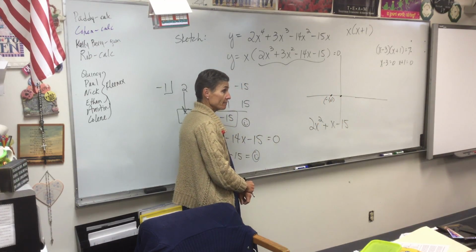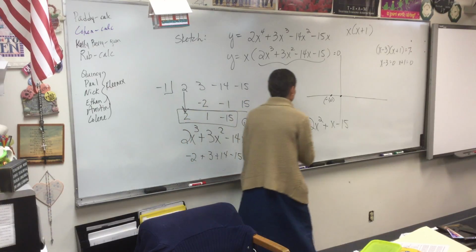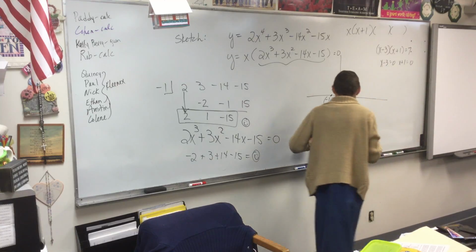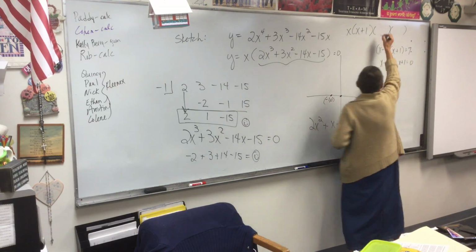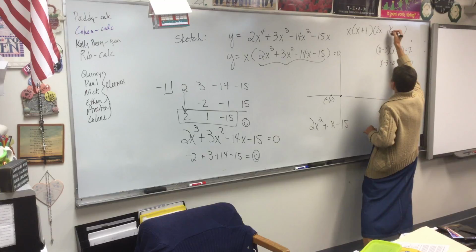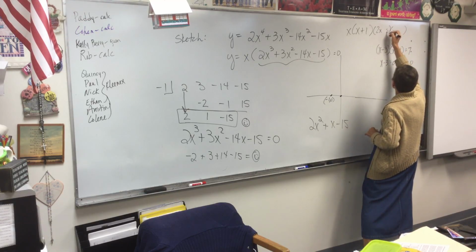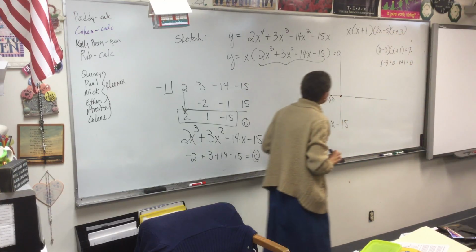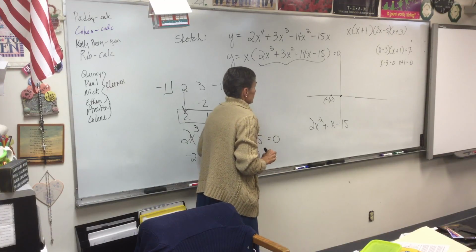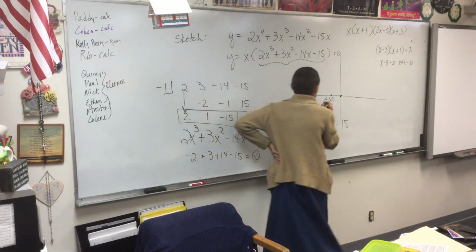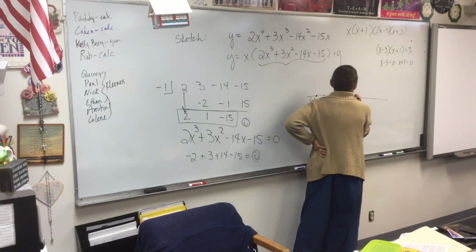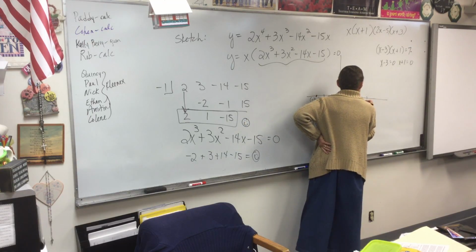And what about that? That one can be factored. So what are my other two factors then? That would be 2x and x, 5 and 3, plus and minus. Did I get that right? Which means that I have another 0 at negative 3 and another 0 at 5 halves, 2 1/2.